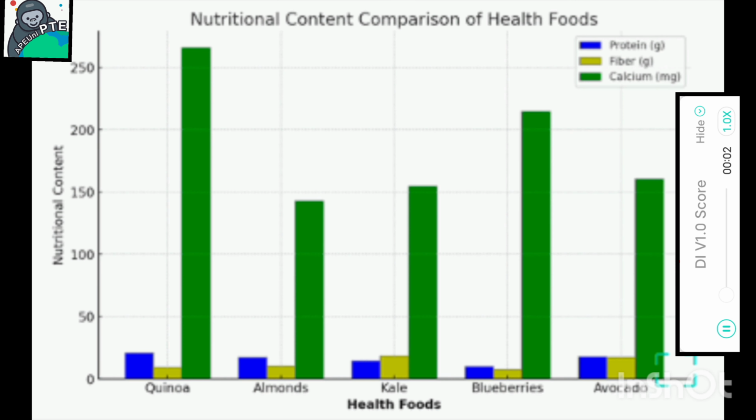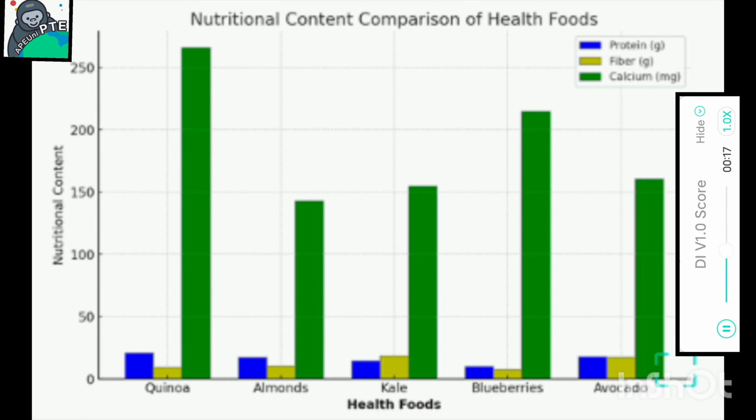Mainly, the given picture is based on the topic of nutritional content comparison of health foods. On the x-axis, we can clearly observe there are kale, almonds and quinoa. Also, there are blueberries and avocados mentioned on the green stamps.